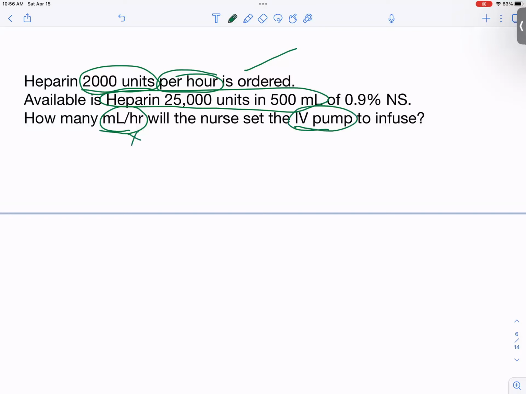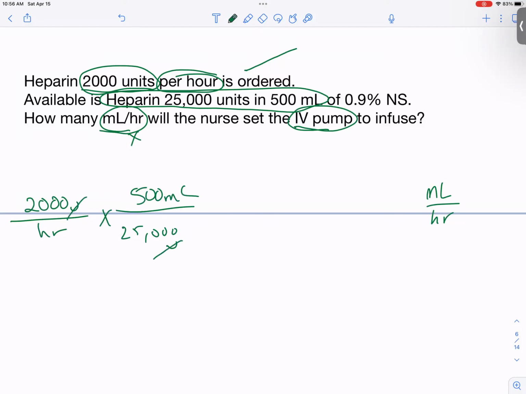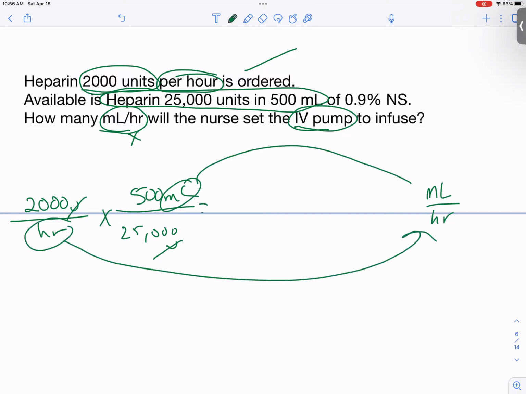Well, this one was a gift. It tells you, you need milliliters an hour. So a doctor ordered 2,000 units per hour. Pharmacy sends up 25,000 units in a 500 milliliter bag. Cross off my units. Now I have milliliters, beautiful. And now I have hour, even more beautiful. If you want to do a long way, I'm going to cross off some zeros. So 500 times 2,000 is 1,000,000, and 25,000 times 1 is 25,000, which equals 40 milliliters an hour. Beautiful.